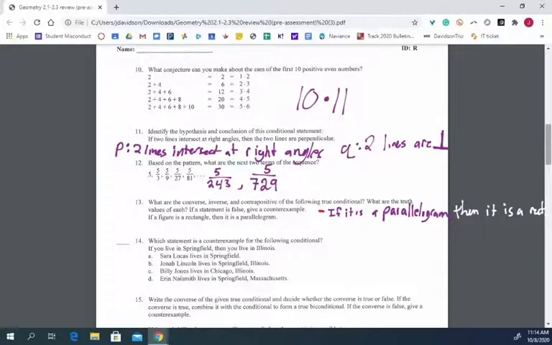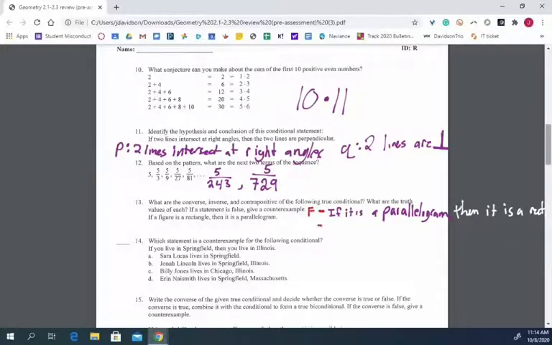What do you guys think about that? Is that true or false? If it's a parallelogram, then it's a rectangle. What do I know about rectangles? Congruent opposite sides. What about the angles of a rectangle? They're 90 degrees. The angles of a parallelogram don't have to be 90 degrees, so this one is false. So the converse is false.